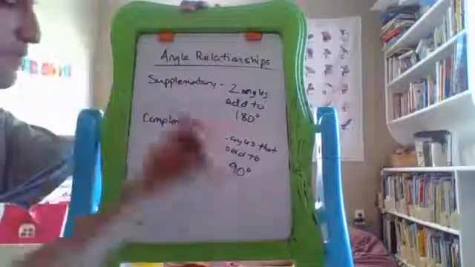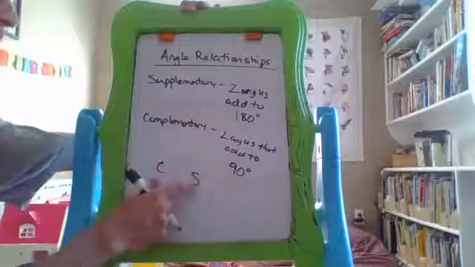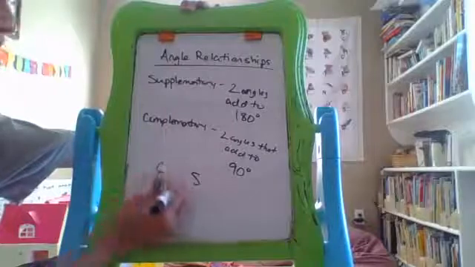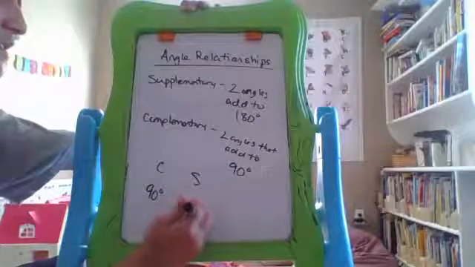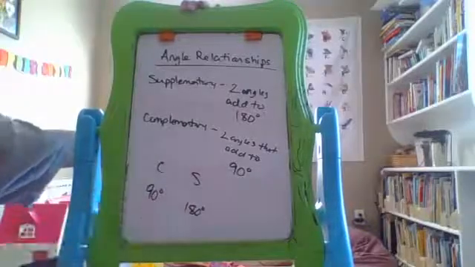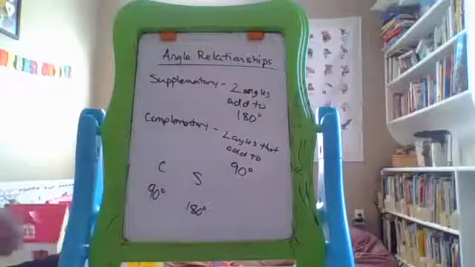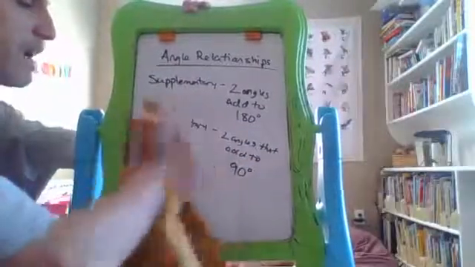The way I tend to remember this is C comes before the letter S in the alphabet. So C comes before S in the alphabet, and 90 degrees comes before 180 degrees. This way you should never get these two confused, hopefully. All right, let's do an example, and we'll use some of this vocab.